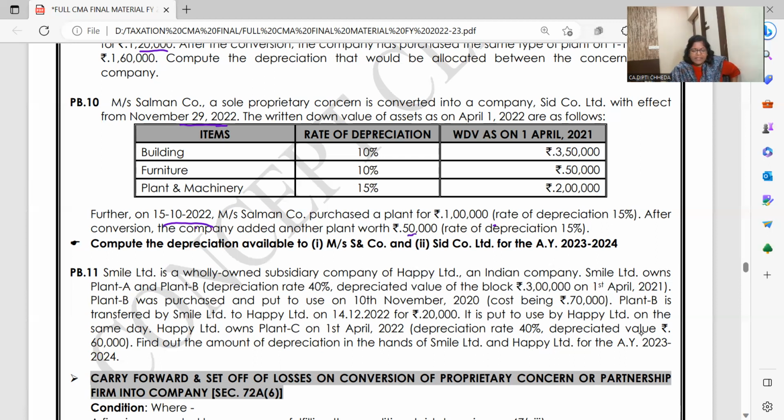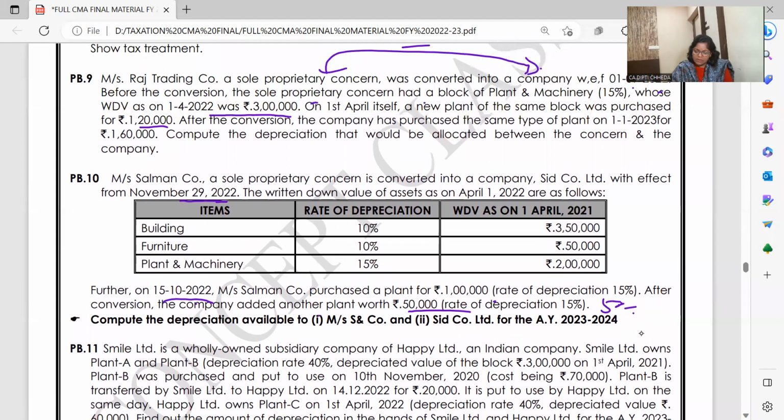After conversion, company added 50,000. Oh, that's not a problem. 50,000, who will take the whole of it? After the conversion, when did it happen? In November. So on 50,000 obviously you will charge 50% depreciation. That too in case of whom? Company. Okay. So they are asking you what is going to be the depreciation for the proprietorship concern and for the limited company.